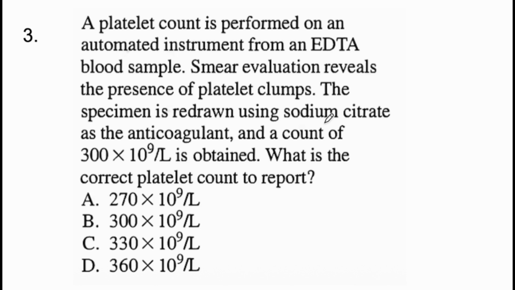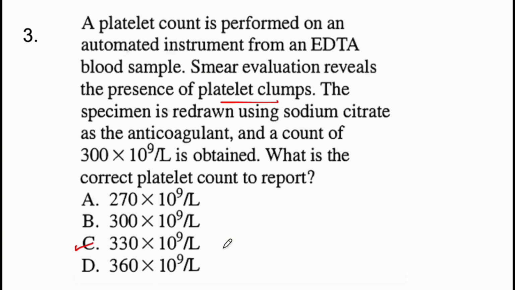A platelet count is performed on an automated instrument from an EDTA blood sample. Smear evaluation reveals the presence of platelet clumps. The specimen is redrawn using sodium citrate as the anticoagulant and a count of 300 x 10^9 per liter is obtained. What is the correct platelet count to report? So correct answer is C, 330 x 10^9 per liter.